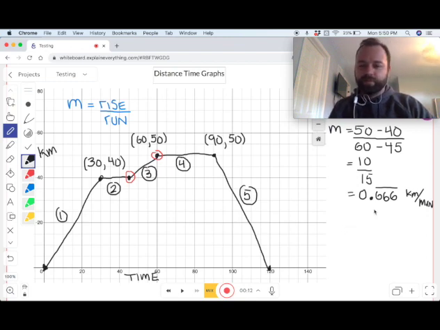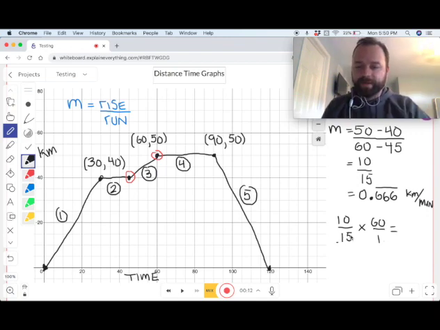If I'm traveling at 0.666 kilometers per minute, and that's 10 over 15 kilometers per minute, well, I can multiply that by 60 minutes in 1 hour. I can do some canceling. I know that 15 goes into 60 4 times. 10 times 4 is 40. So my drive to Costco, I averaged a speed of 40 kilometers per hour.